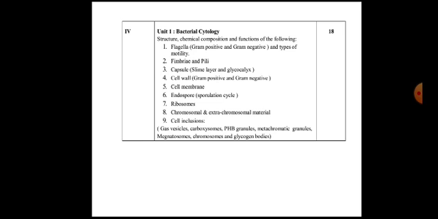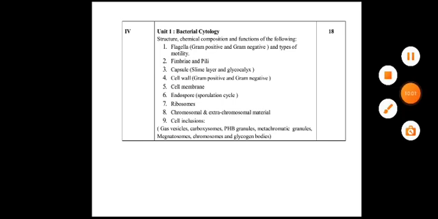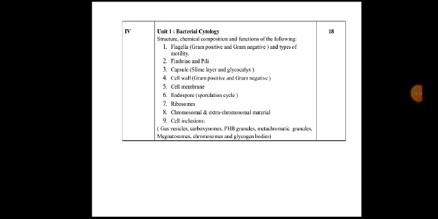So these components are listed here. These are structure and functions of flagella, structure and functions of fimbriae, pili, capsule, cell wall, cell membrane, endospores, ribosomes, chromosomes, extrachromosomal DNA, cell inclusions, etc. So we'll be studying the structure and function of these different types of structural components.